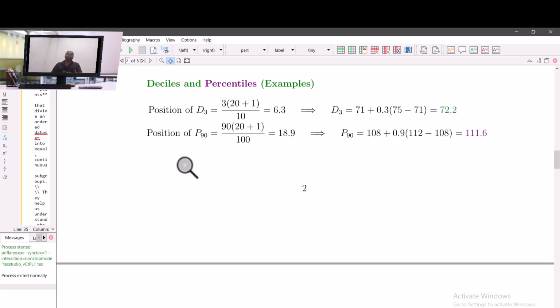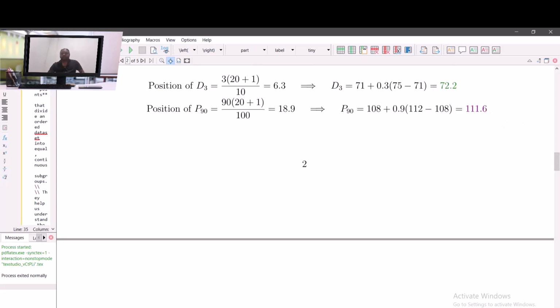The position for the 19th percentile is obtained using this formula, which gives 80.9. The actual value at that position is found using the same interpolation formula as for deciles and quartiles, and we come up with this result.